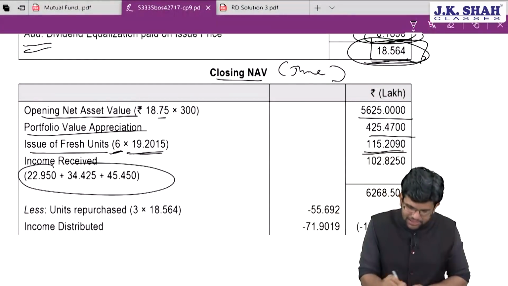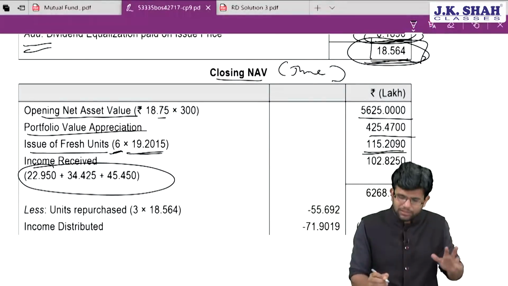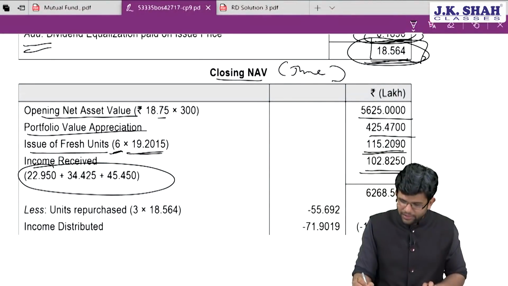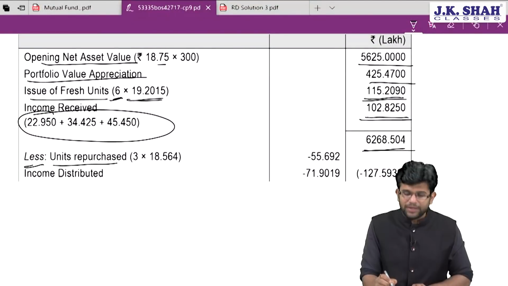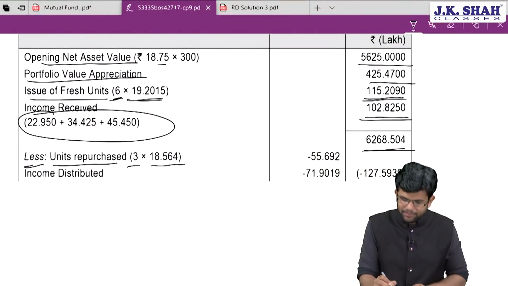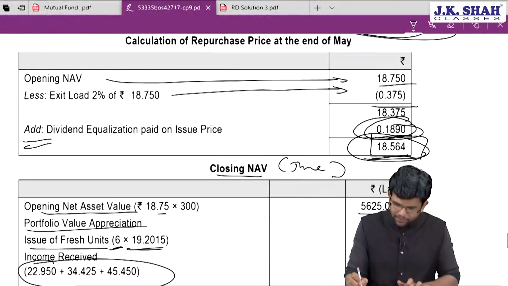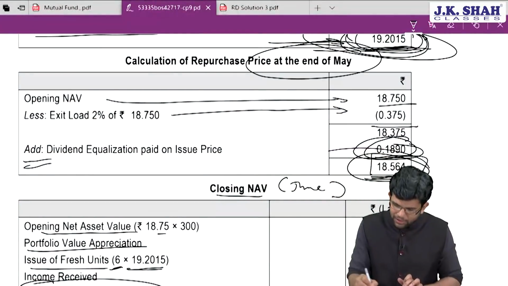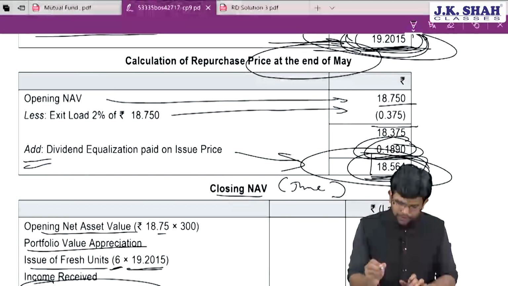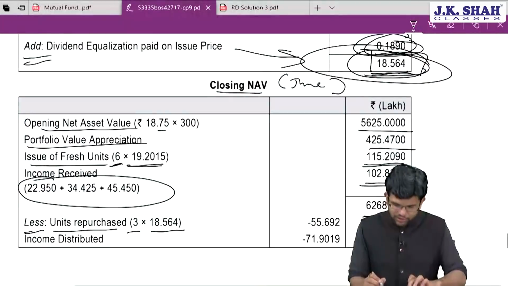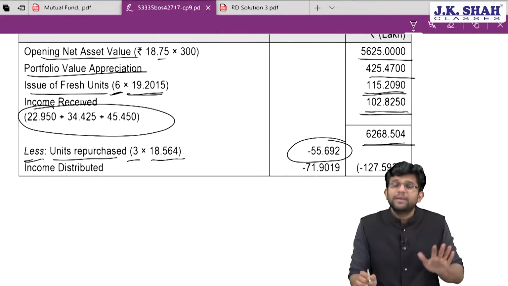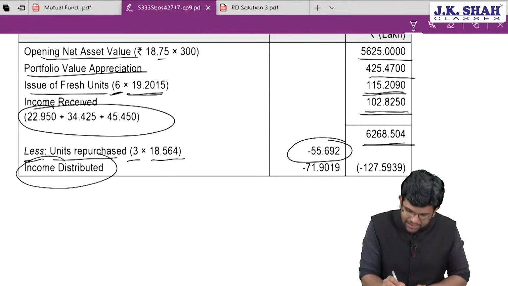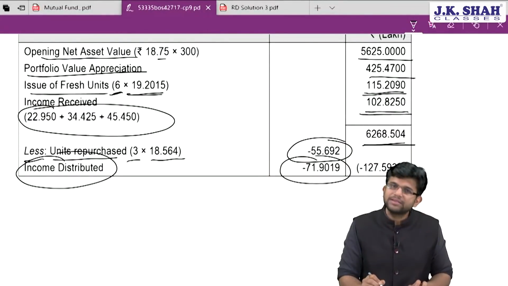Then total income received of the 3 months given to us in the question. This also adds to the fund. Total fund value gross less units repurchased. 3 lakh units you are repurchasing at 18.564 per unit. 18.564, I hope you remember. End of May, 18.564 is the repurchase price. So 3 lakh units you are repurchasing at that price. So this much fund goes out of our company. Reduction in our fund. Income we are distributing 71.9019.